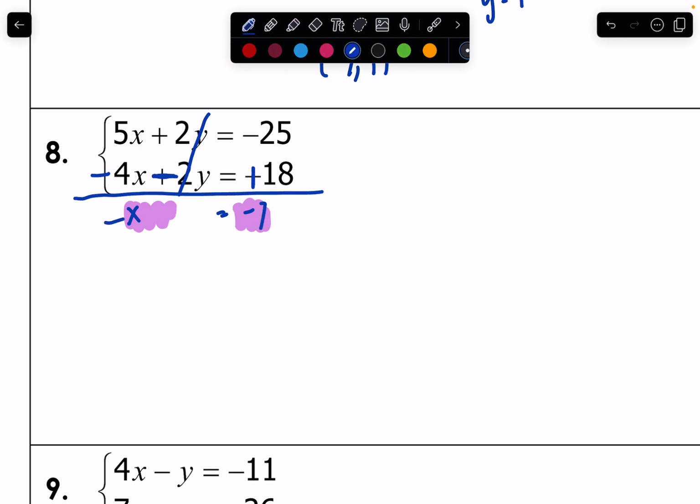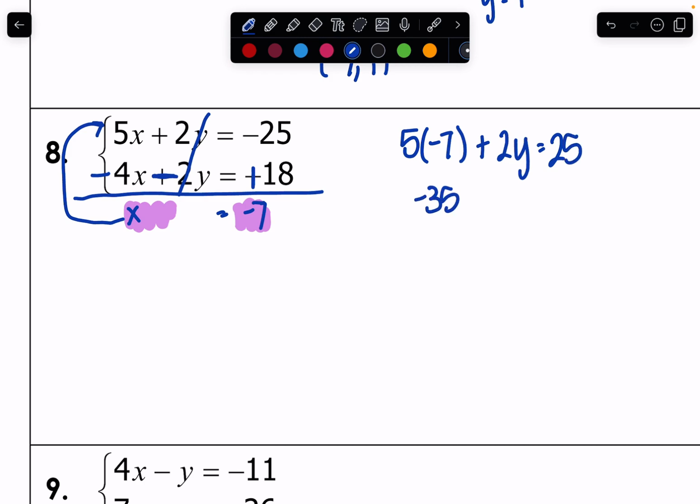So now I can plug that back in for either equation. I'm just going to plug it into the top one. You can definitely do the bottom one. There's no wrong answer here. I just always like to go with the first one that I see. So I get 5 times -7, because that's what I just found x to be, plus 2y equals 25. So 5 times -7 is -35, plus 2y equals 25.